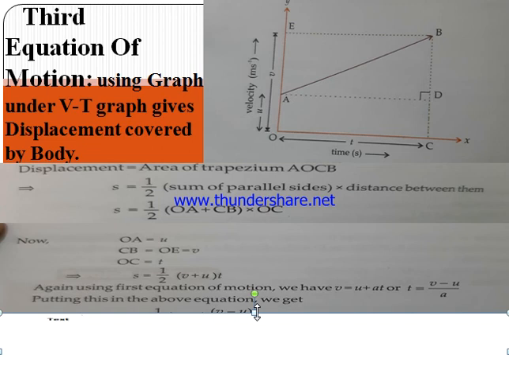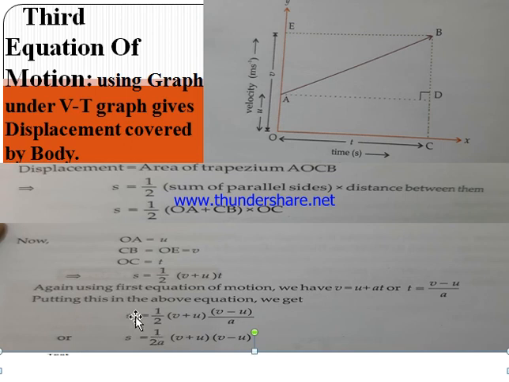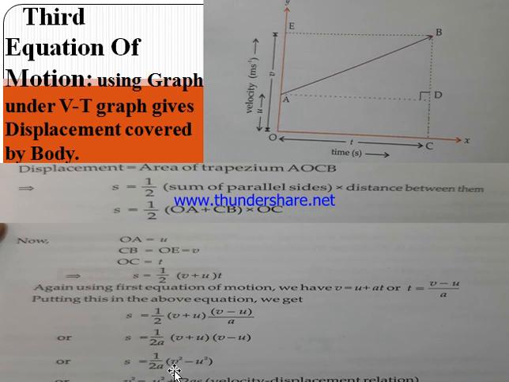Again we use the first equation of motion. In place of T, the formula is T is equal to V minus U by A. So the equation becomes S is equal to 1 by 2, V plus U as such, and in place of T, from the first equation, we put V minus U by A. So the formula becomes 1 by 2A into V plus U into V minus U. So this becomes an identity. What is V plus U into V minus U, or A plus B into A minus B? This is A square minus B square. So the formula becomes S is equal to 1 by 2A, V square minus U square, and when 2A gets multiplied here, the formula becomes V square minus U square is equal to 2AS. This is the third equation of motion.